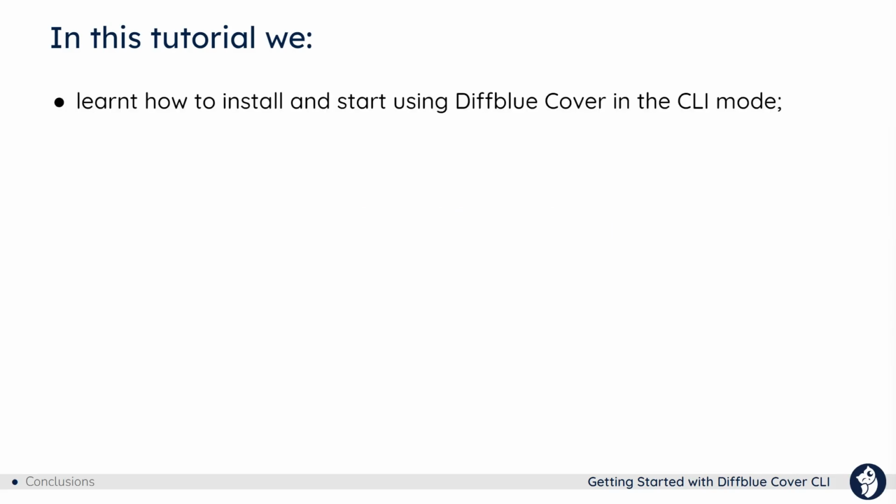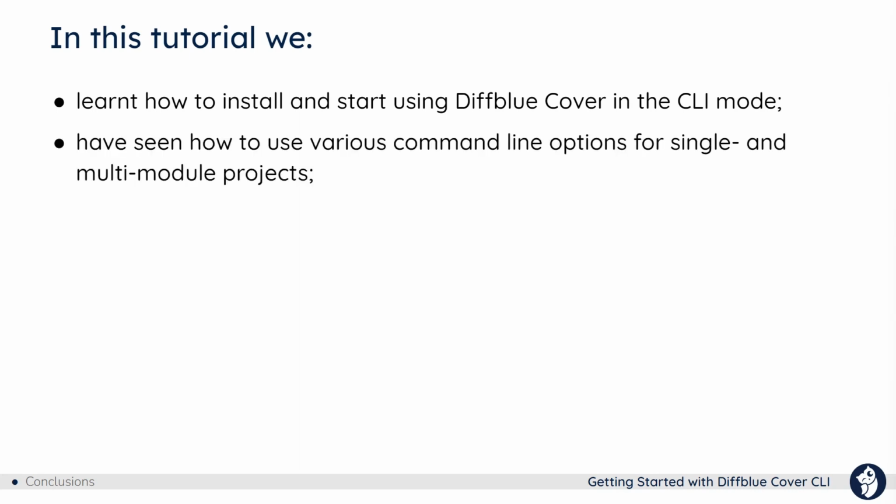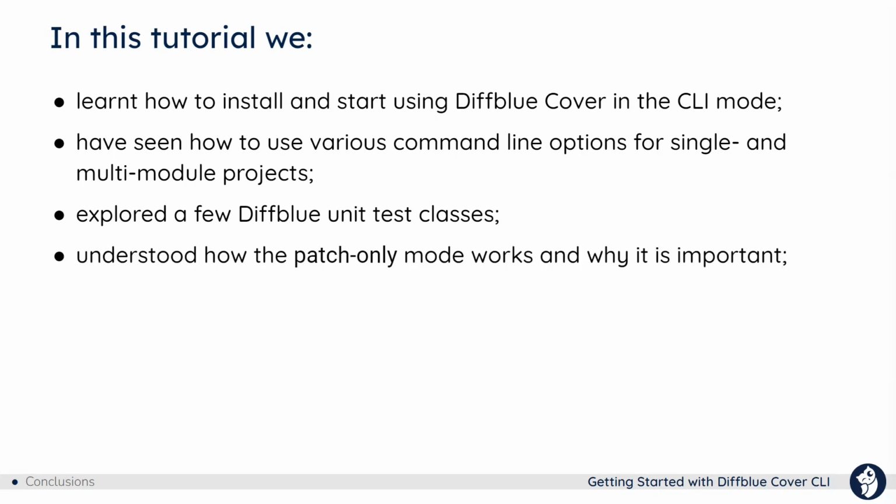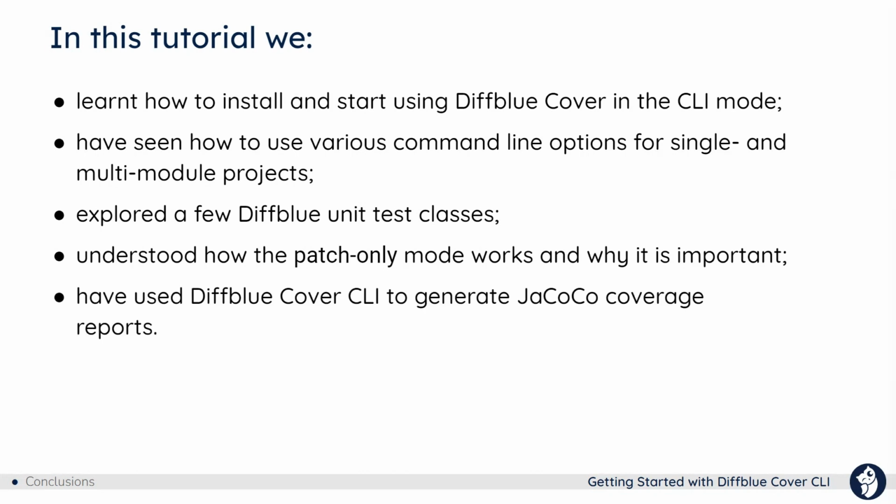In this tutorial, we learned how to install and start using Diffblue Cover in the CLI mode. We have seen how to use various command line options for single and multi-module projects. We explored a few Diffblue unit test classes. We understood how to use the patch-only mode and why it is important. We have used Diffblue Cover CLI to generate Jacoco coverage reports. There are more command line options to explore in other tutorials, as for example, mocking with Mockito and disabling the sandbox policy, which would allow Diffblue Cover to write unit tests using potentially unsafe operations such as handling files and sockets.